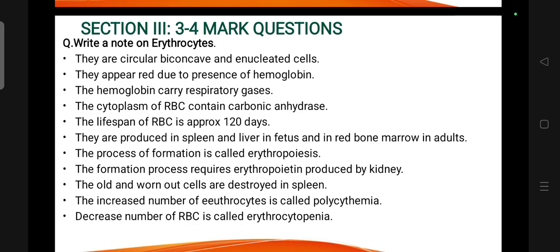They are produced in the spleen and liver in the fetus and in the red bone marrow in adults. The process of formation is called erythropoiesis. The formation process requires erythropoietin, which is produced by the kidney. The old and worn out cells are destroyed in the spleen. The increased number of erythrocytes is called polycythemia, whereas a decreased number of RBCs is called erythrocytopenia.